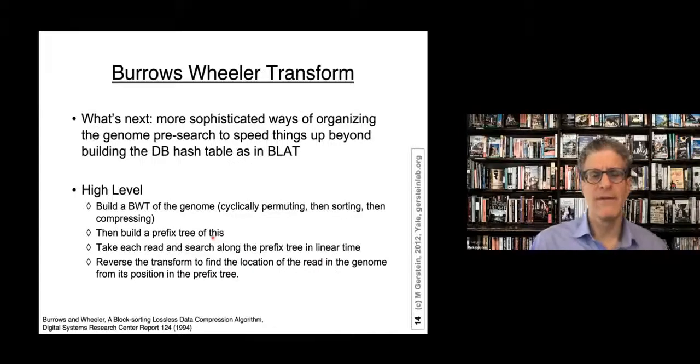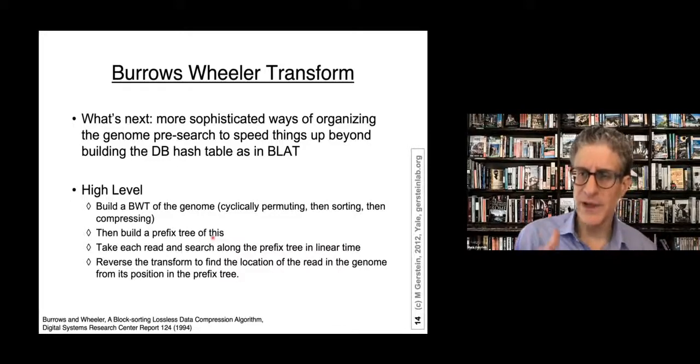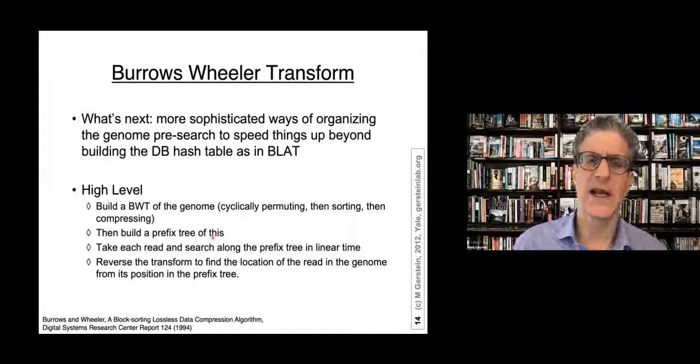So the next set of things that people would do is they would use this thing called the Burrows-Wheeler transform to make things a bit quicker. Because believe it or not, when we moved to next-gen sequencing, and this is sort of in the early 2000s, there was too much even for this hashing the database approach.